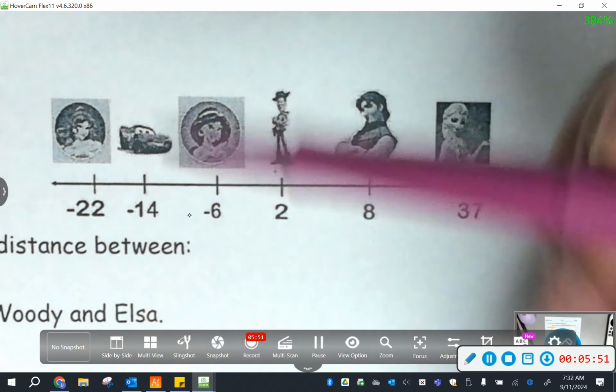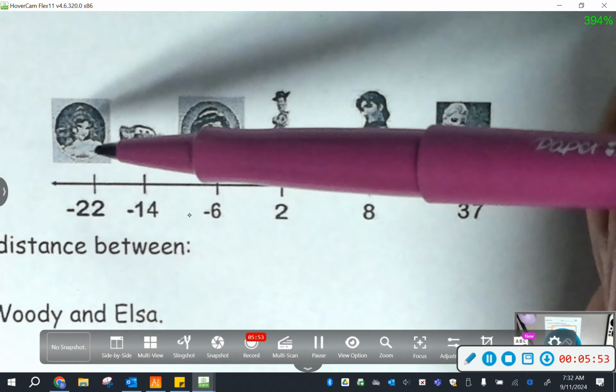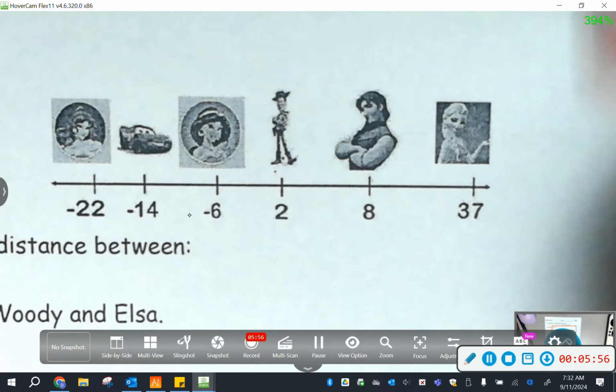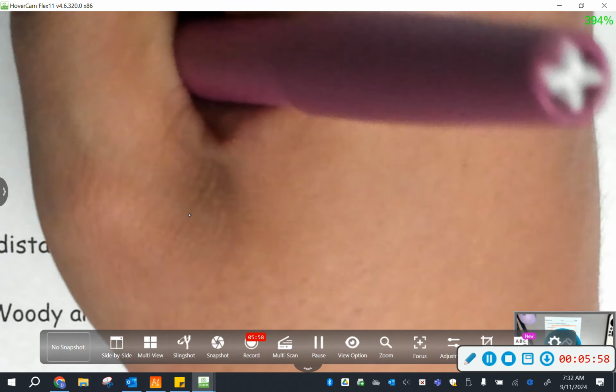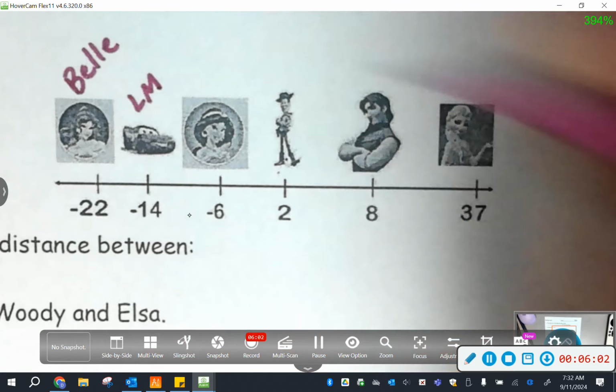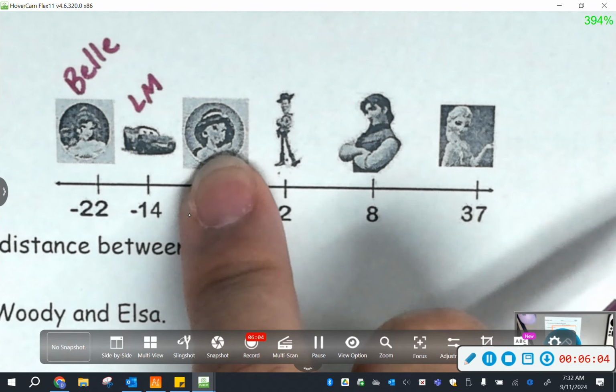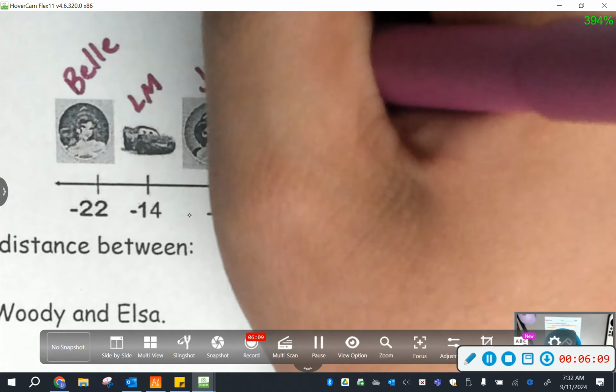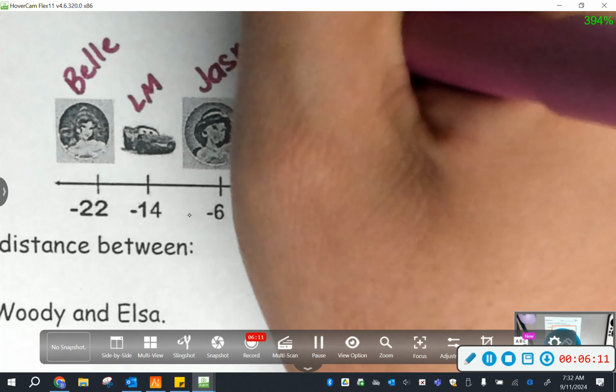Does everybody know who that is? No. Oh, that's Belle. So if you don't know, you might want to write it down. Do y'all know who this is? Lightning McQueen. No. I don't know. Jasmine. I think she spells her name like this.